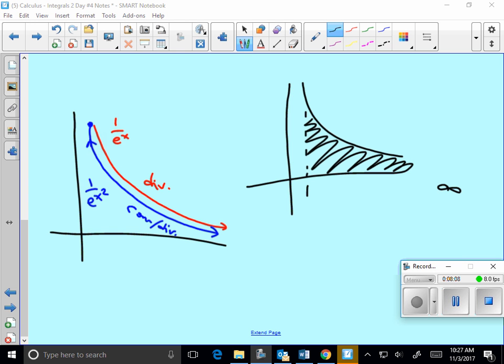If the lower one converges, it tells us nothing about the upper one. If the upper one converges, it tells us everything about the lower one. So we want to find one that's greater, and we do. We have it, right? It's 1 over e to the x. Can we say that this converges from 1 to infinity? Let's find out. Because if it does, that tells us that this one also converges. So let's do it.